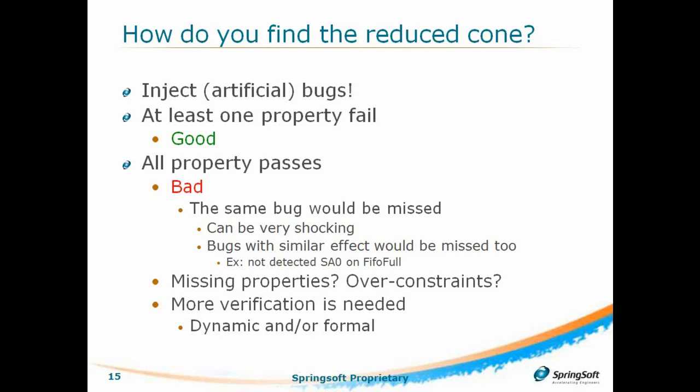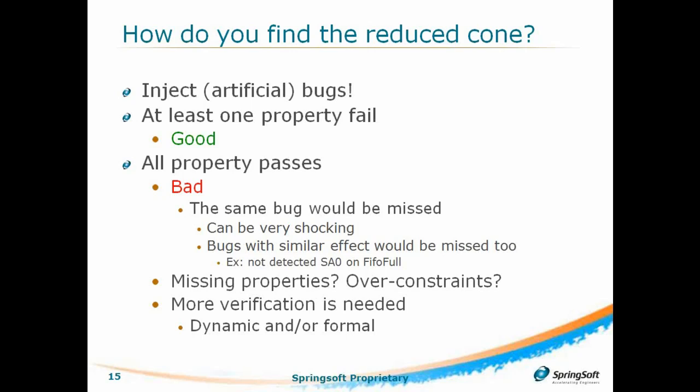There is one way to find the reduced cone, which is to inject artificial bugs in the design, and at least one property should fail. If you have only one property, as I have, that's quite easy. When you have a property which fails, this is good. Now, if all the properties pass, then this is bad, and it's bad in several ways, but now you have some evidence of a problem. It's bad because the same bug would be missed, and sometimes it can be quite shocking. Also, bugs with similar effect could be missed too.